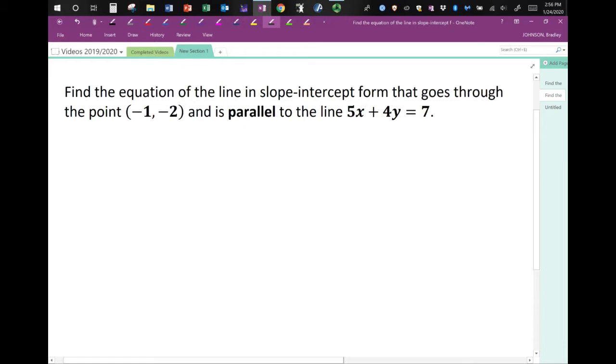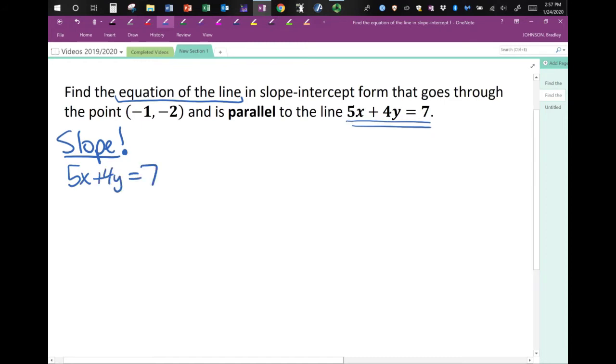So let's begin. The first thing we should always do to solve these types of problems is find the slope. Slope is the most important value that we can find to help us make an equation of the line. So we need to use this standard form equation that's given to help us find the parallel slope. Slope will be represented as m.